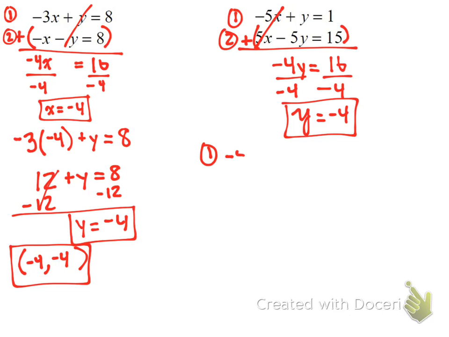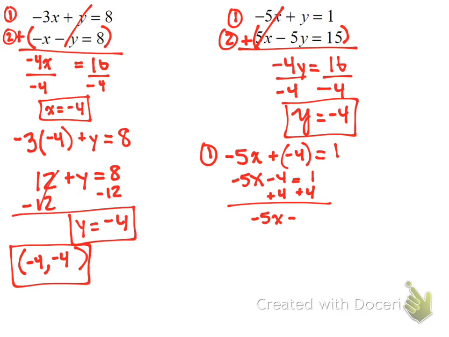It's going to be negative 5x plus y. Instead of y, I'm going to put a negative 4, which is equal to 1. Negative 5 times x minus 4 is equal to 1. Add 4 to both sides. When I get that, I get negative 5x is equal to 5. Divide both sides by negative 5. And we get x is equal to negative 1.